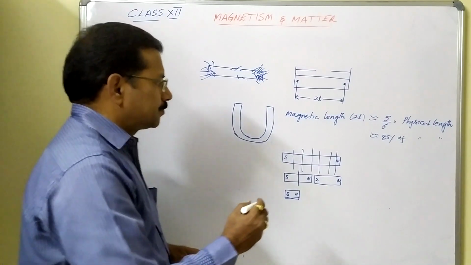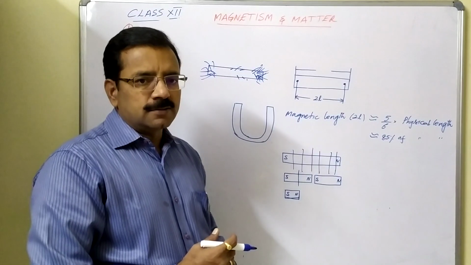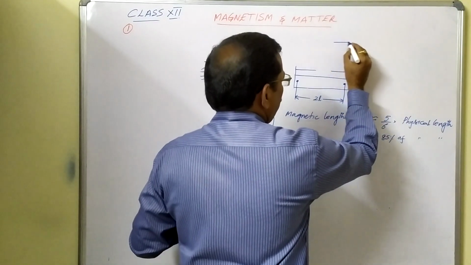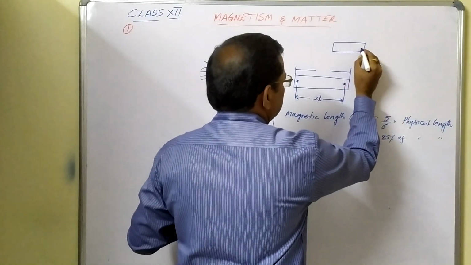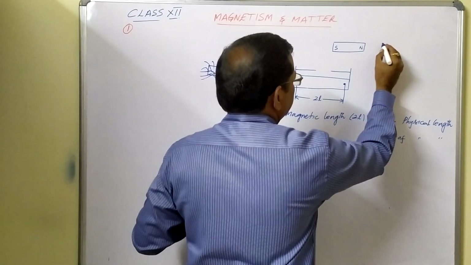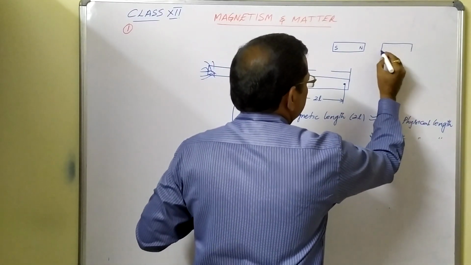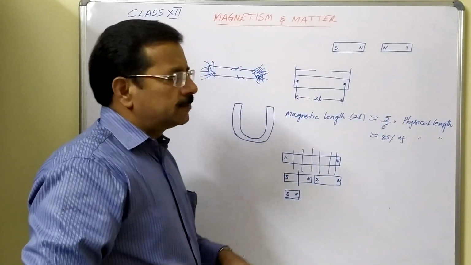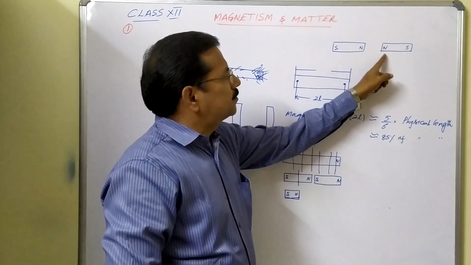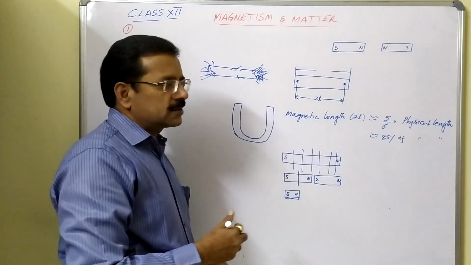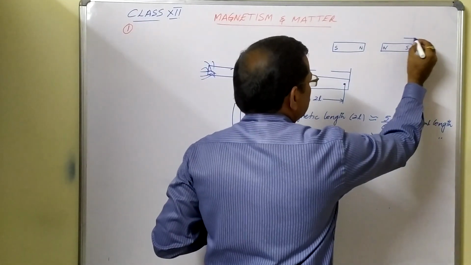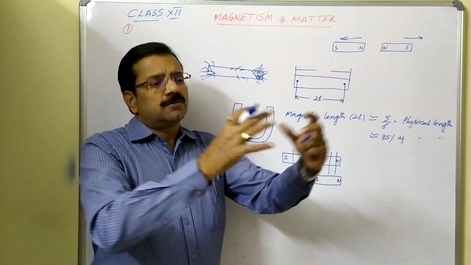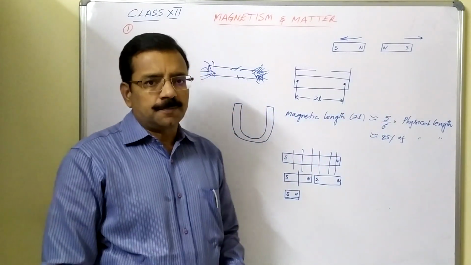Next, another one is, like poles repel each other and unlike poles attract. For instance, you take two bar magnets and arrange them like this. They are arranged, say, coaxially, with these two ends like poles, north poles. Then these two magnets show a tendency to move away from each other. That is, there acts a force of repulsion between them.